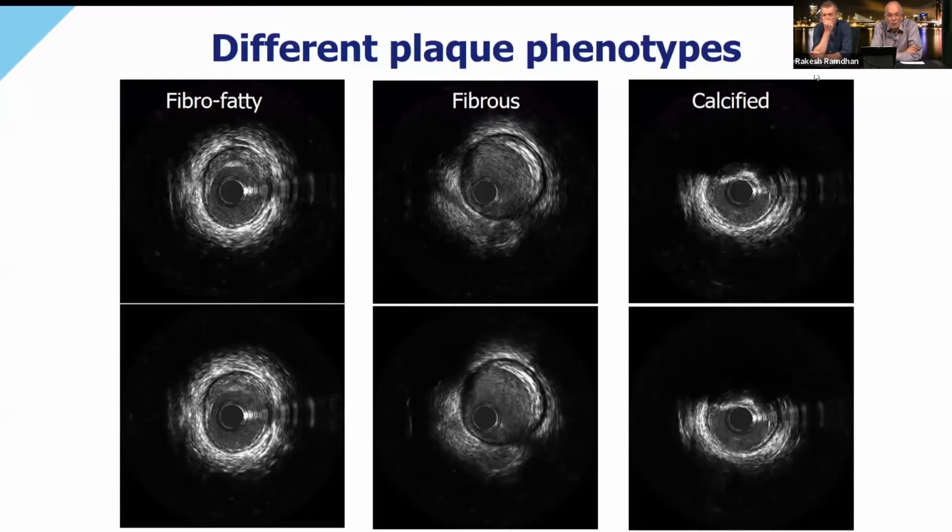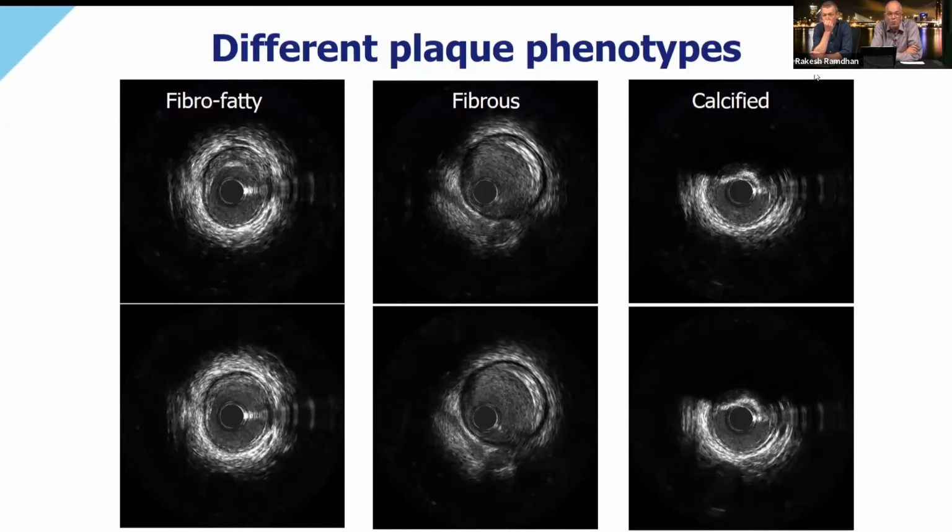If you compare that plaque with the density, the brightness outside, then you see that in general, this plaque is more dark than the outside. And then we call this fibrofatty or softer tissue.